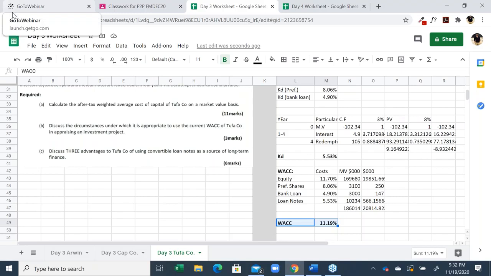Okay, let's move to part B now, and it's a discussion, right? Discuss the circumstances under which it is appropriate to use the current WACC of TUFA company in appraising an investment project.